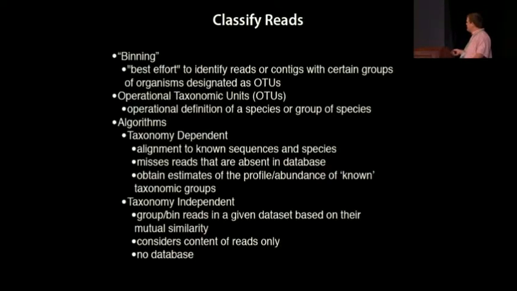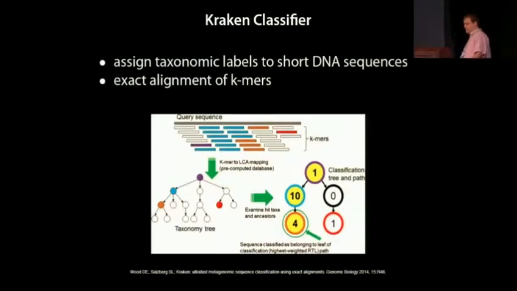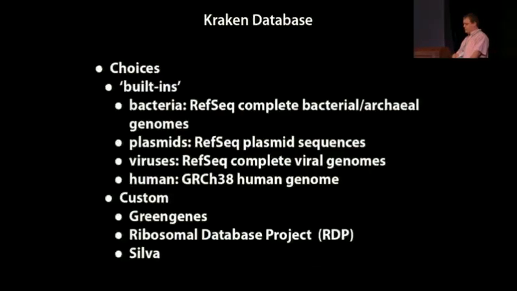And so if you don't have a database that's extensive enough, you'll miss reads when you're using a database approach. So this is just a schematic of how Kraken actually works. So you have your query sequence. It assigns k-mers at different taxonomic levels. It uses these counts, and then that basically defines how you can assign your reads.